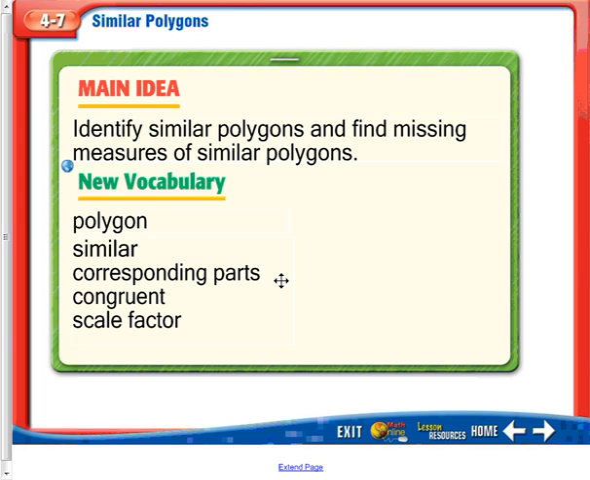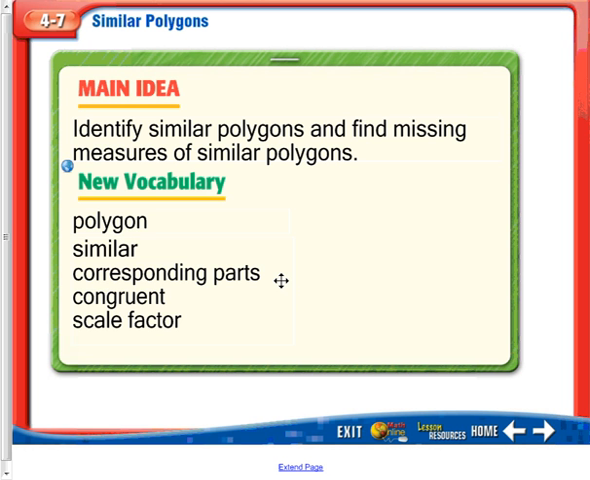In lesson 4-7, we're going to be talking about similar polygons. The word similar is a specific word in math that is very specific, describing the two different shapes. A polygon is a shape that is created by line segments, so circles are not included in this. So we have rectangles, parallelograms, trapezoids, and things like that.